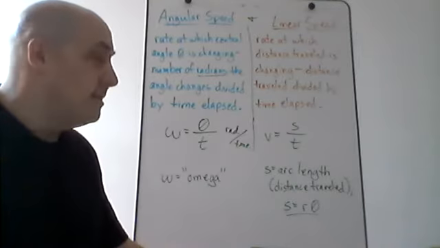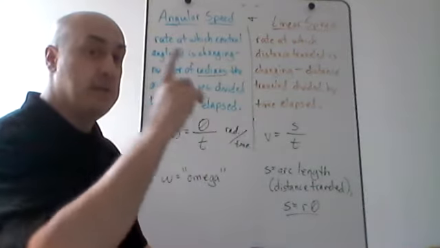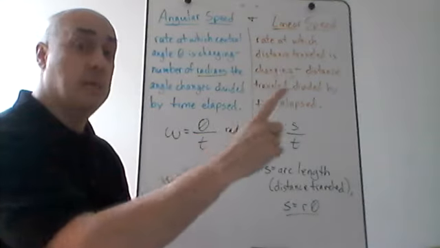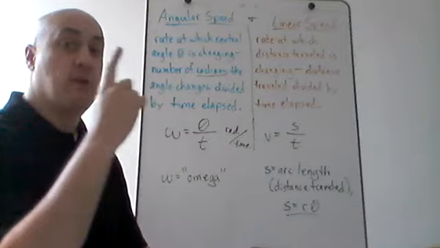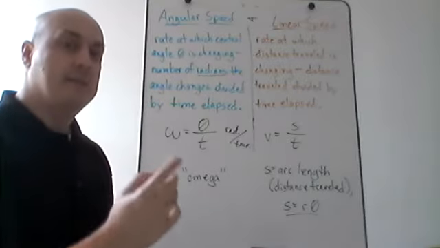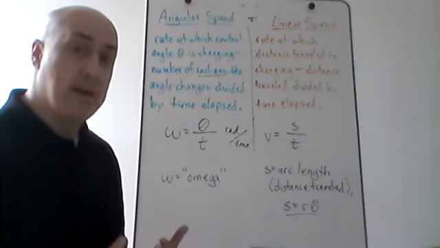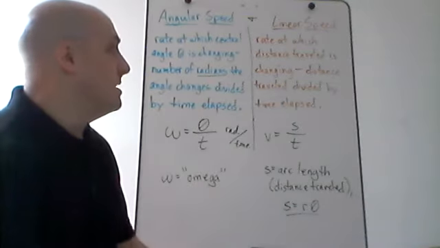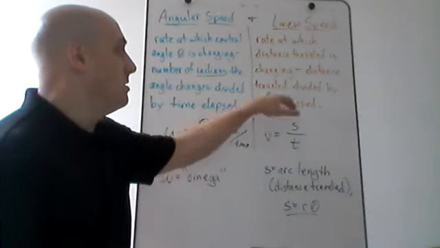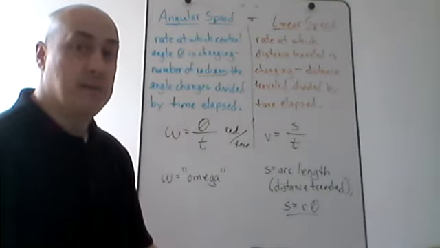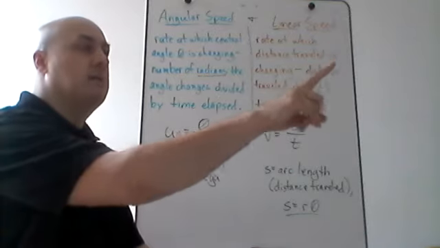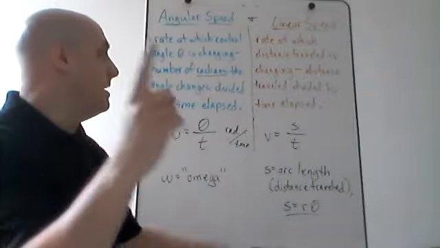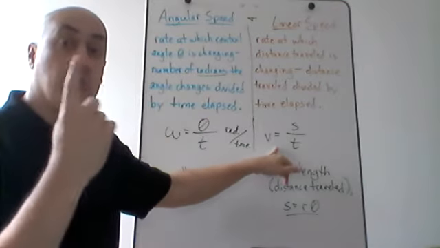All right, linear speed refers to, again, if I have a fan blade spinning around, the tip of that blade is covering a certain amount of distance over time. So the distance that it travels divided by time, that's its linear speed. Actual distance traveled, not the angle traveled. So linear speed is the rate at which the distance traveled is changing. It's the distance traveled divided by the time elapsed. So if my fan blade spins around a total of 10 feet in a minute, then its linear speed is 10 feet per minute.